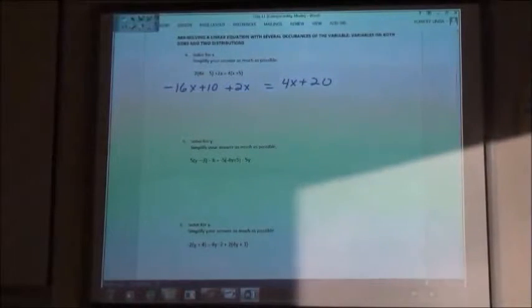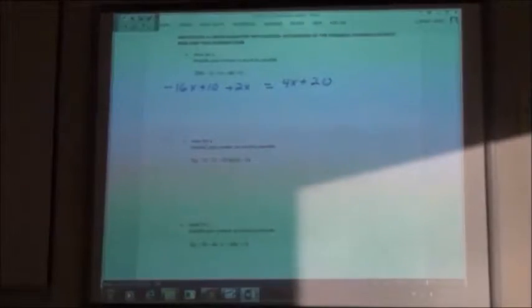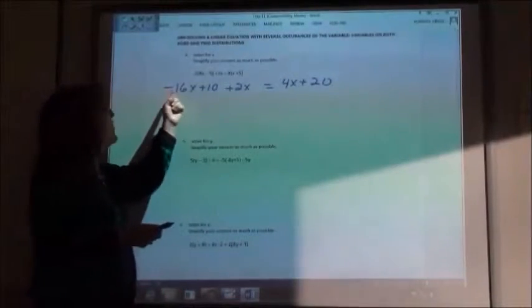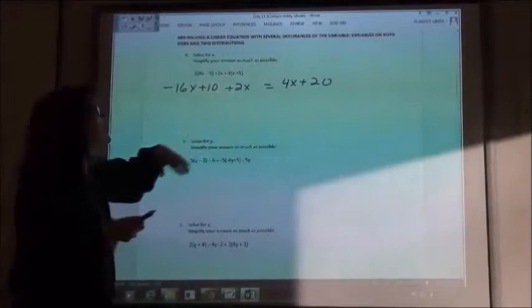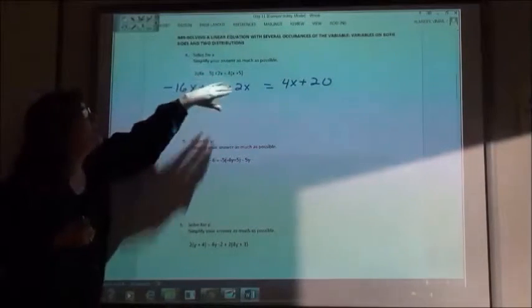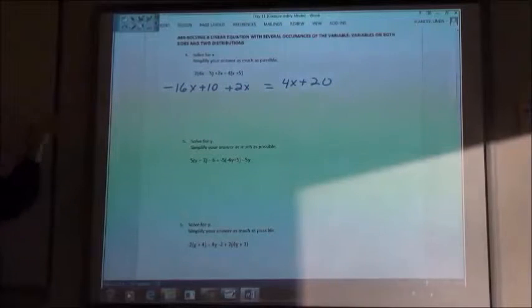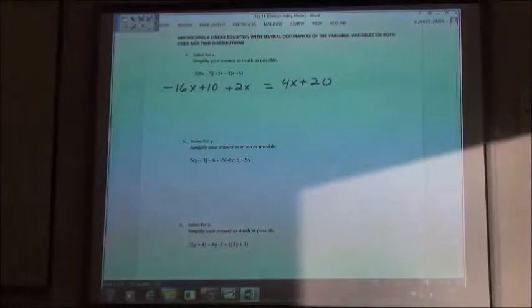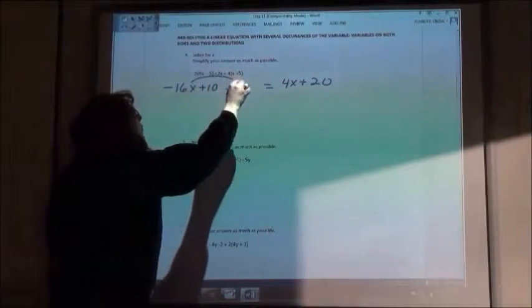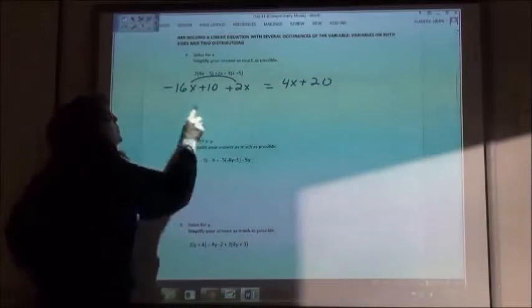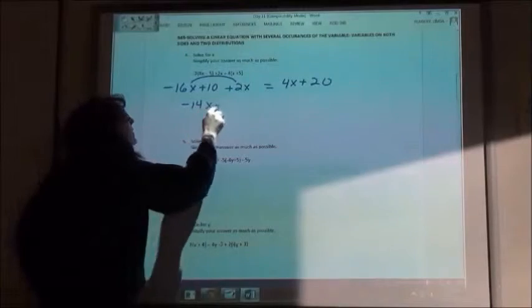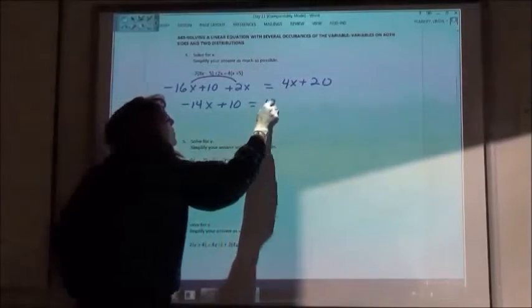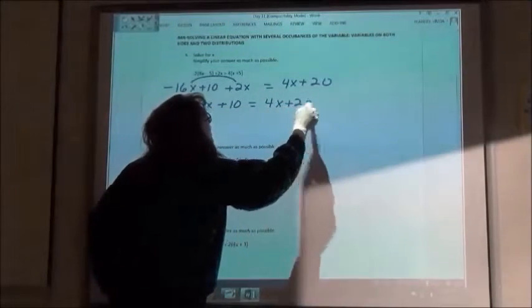So your 4 comes over to the 2, negative 4x? We could do that, because we've got two of them with x's here. Normally what they're going to do is combine their like terms first before they start moving things. They only move things after they have 2 and 2. So in this case, they're going to put these ones together first. Negative 16 plus 2 would give me negative 14x plus 10 equals 4x plus 20.